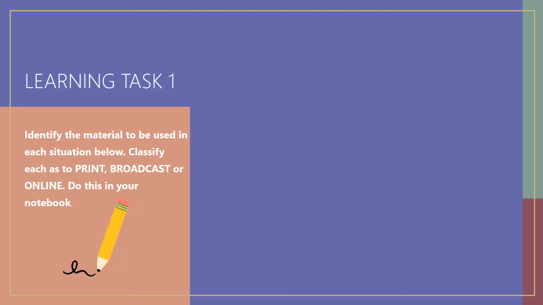So, for learning task 1, you need to identify the material to be used in each situation. Classify each as to print, broadcast, or online. Do this in your notebook. So, I want you to get your notebook and let's answer this learning task 1. All you need to do is write whether what is referred to is print, broadcast, or online. So, let's have number 1.